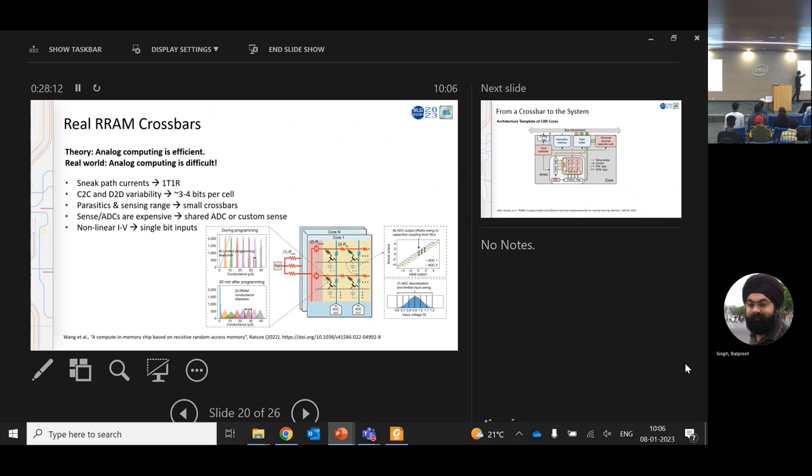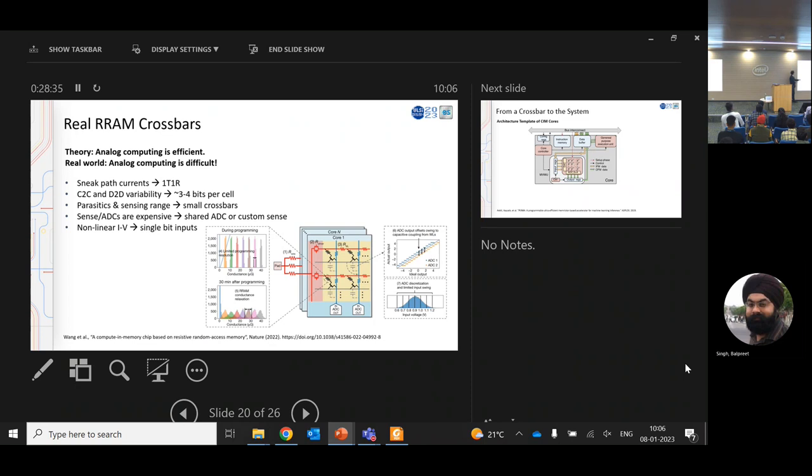So for instance, there are sneak path currents. This means that your current flows not only through one of the memristors, but through multiple of the memristors. What you will find in literature, the state of the art design is basically 1T1R. So you add a transistor here next to your resistance value. This is 1T1R, just so that you know this term if you read it in literature. This reduces your sneak path currents.